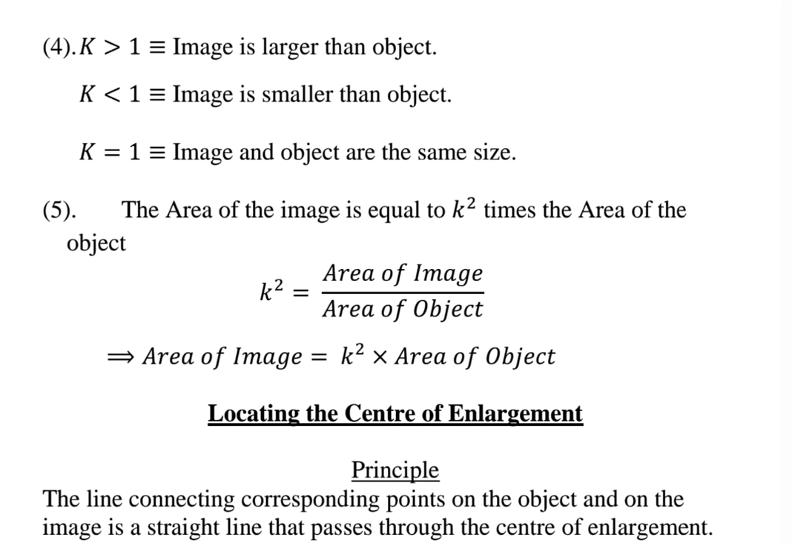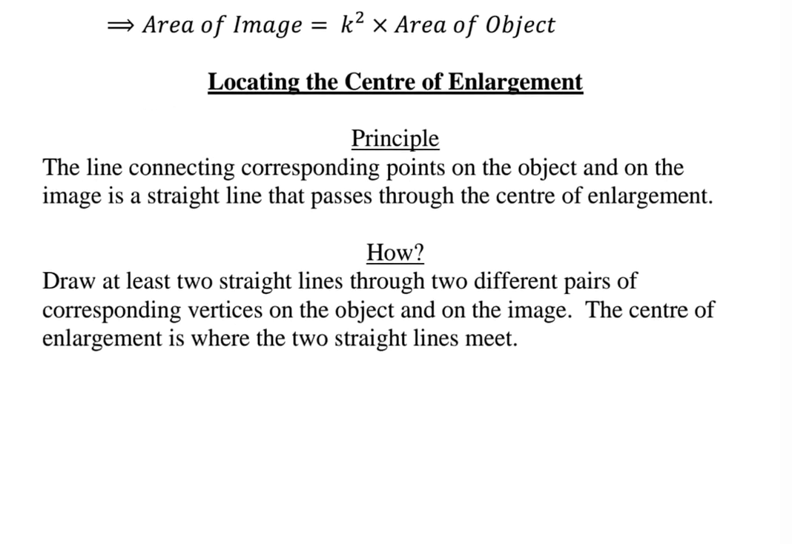Here we're learning that K squared is equal to the area of the image divided by the area of the object. In other words, the area of the image is equal to K squared multiplied by the area of the object. So those are all features of an enlargement. All right, here's some other stuff.